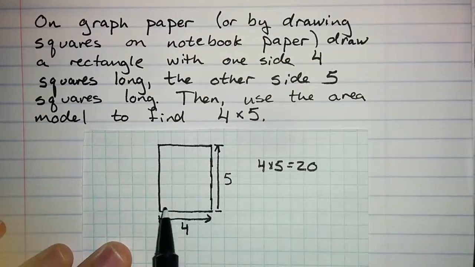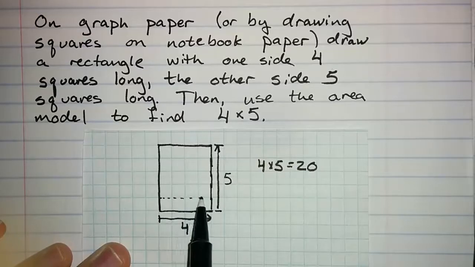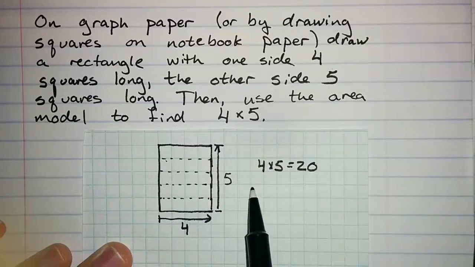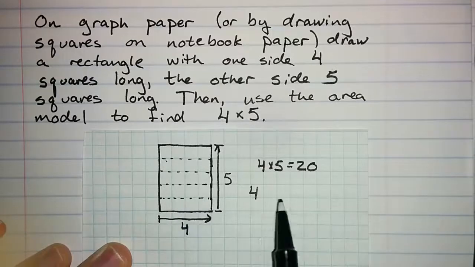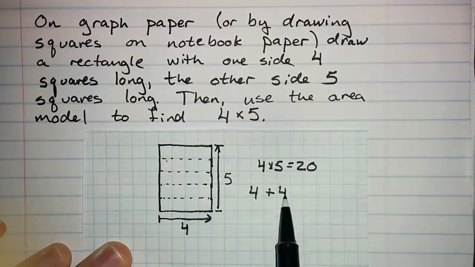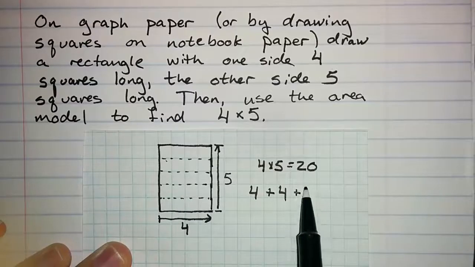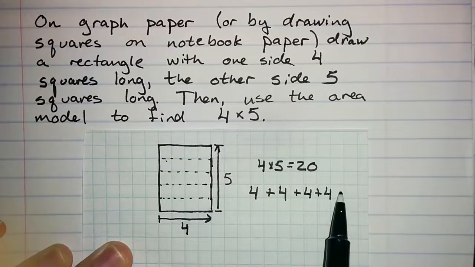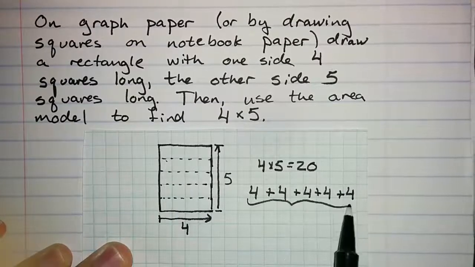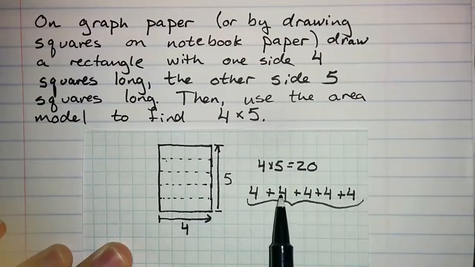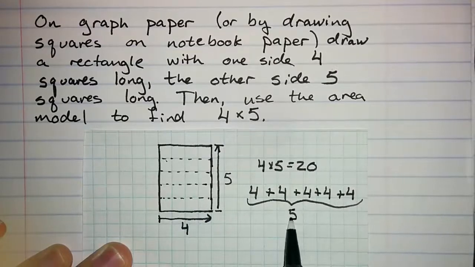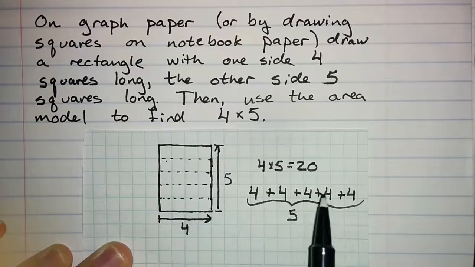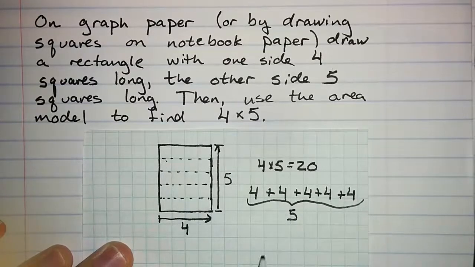And why does that work? Well, each row has 4 squares. So when I count out the first row, I get 4 squares. The second row, I get 4 squares. The third row, I get 4 squares. The fourth row, I get 4 squares. And the fifth row, I get 4 squares. How many 4s is that? Of course, it's 1, 2, 3, 4, 5. So we are adding 4 to itself 5 times by the counting that I just did, which should indeed be 4 times 5.